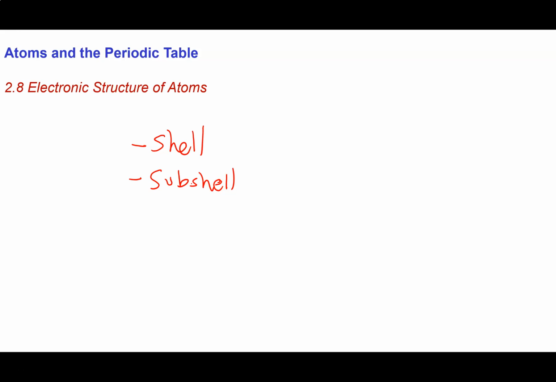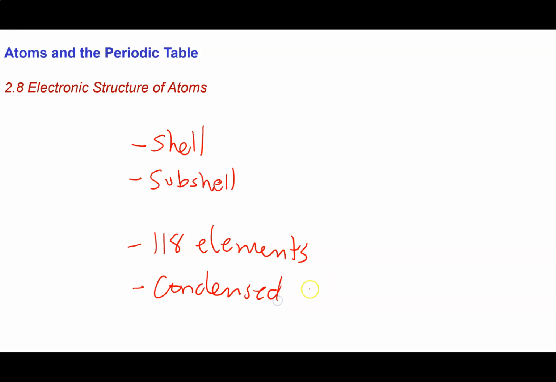Now, what we'll find is that with 118 elements, once we get going after a little while, the number of electrons that the atoms have is quite a lot. So we're going to learn how to write a condensed electron configuration that makes the electron configuration a little easier to write and also to read and understand.